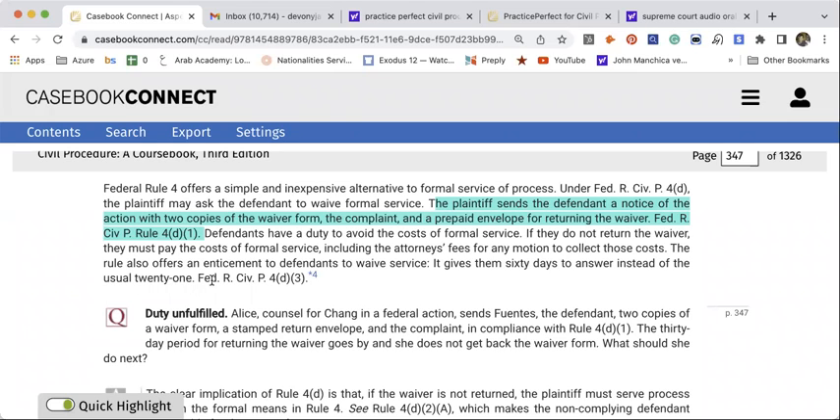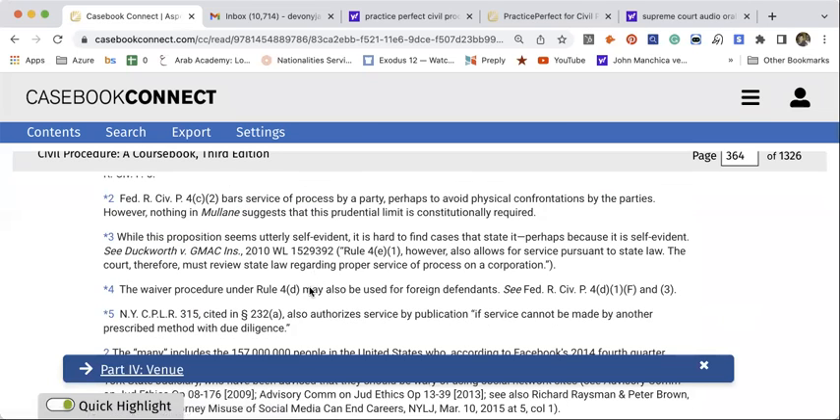The rule also offers an enticement to defendants to waive service. It gives them 60 days to answer instead of the usual 21. The waiver procedure under 4D may also be used for foreign defendants.